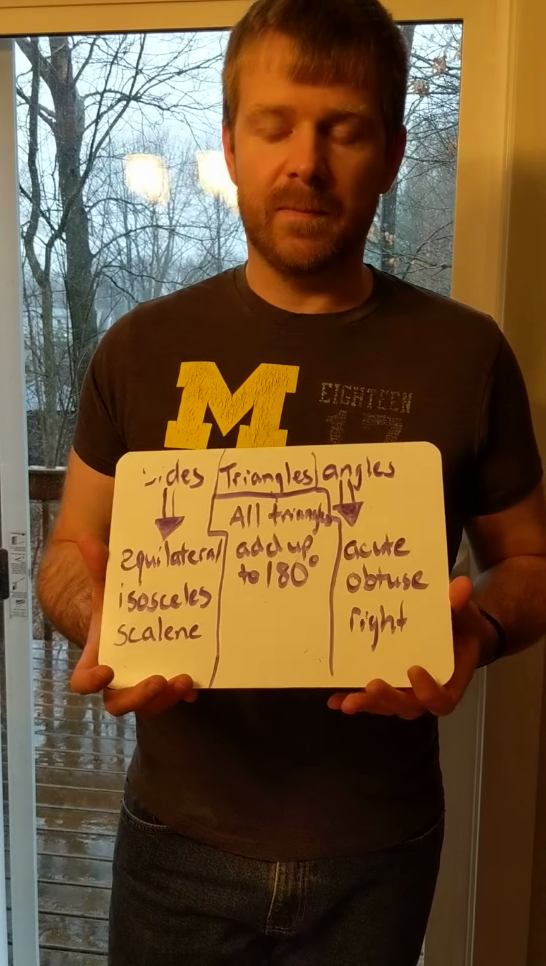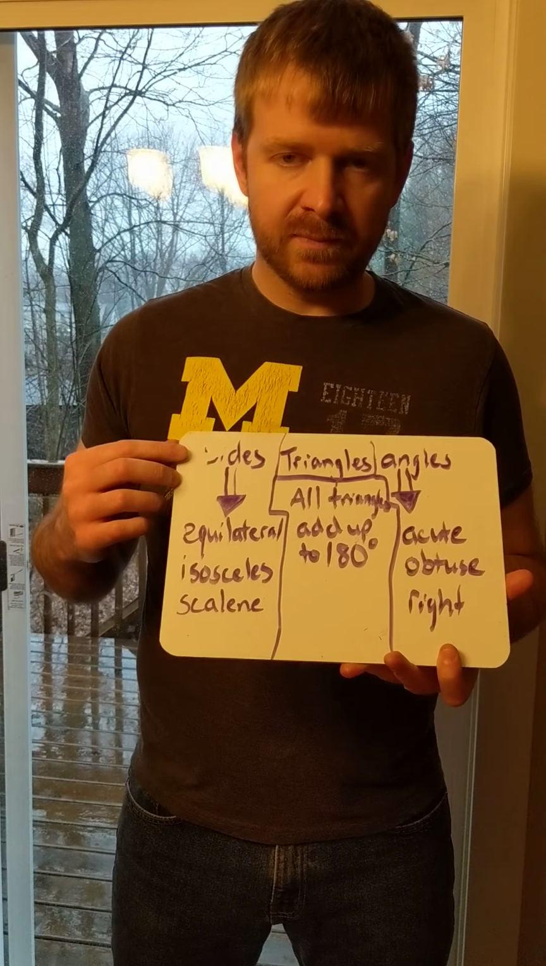I can have a right isosceles triangle or an obtuse scalene triangle. You usually give it two names. The only one you have to be careful with is an equilateral. By having all sides the same, all angles will also be the same, so it'll be a 60-60-60 triangle. I cannot have a right equilateral or obtuse equilateral. It does not work. So I can have an acute equilateral.